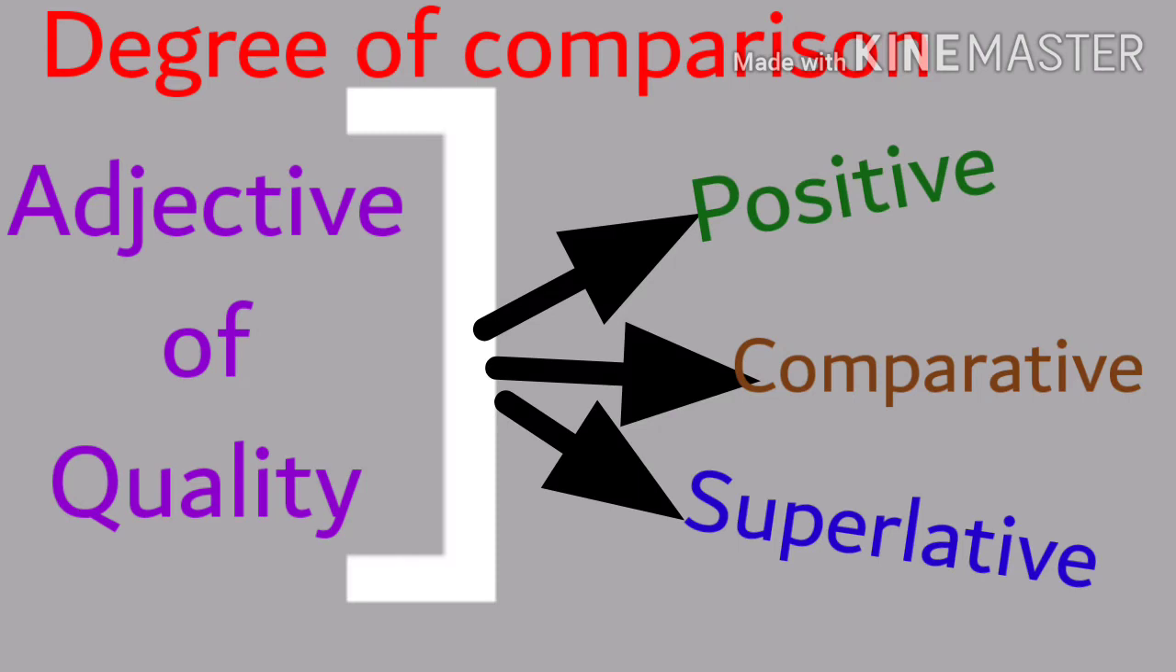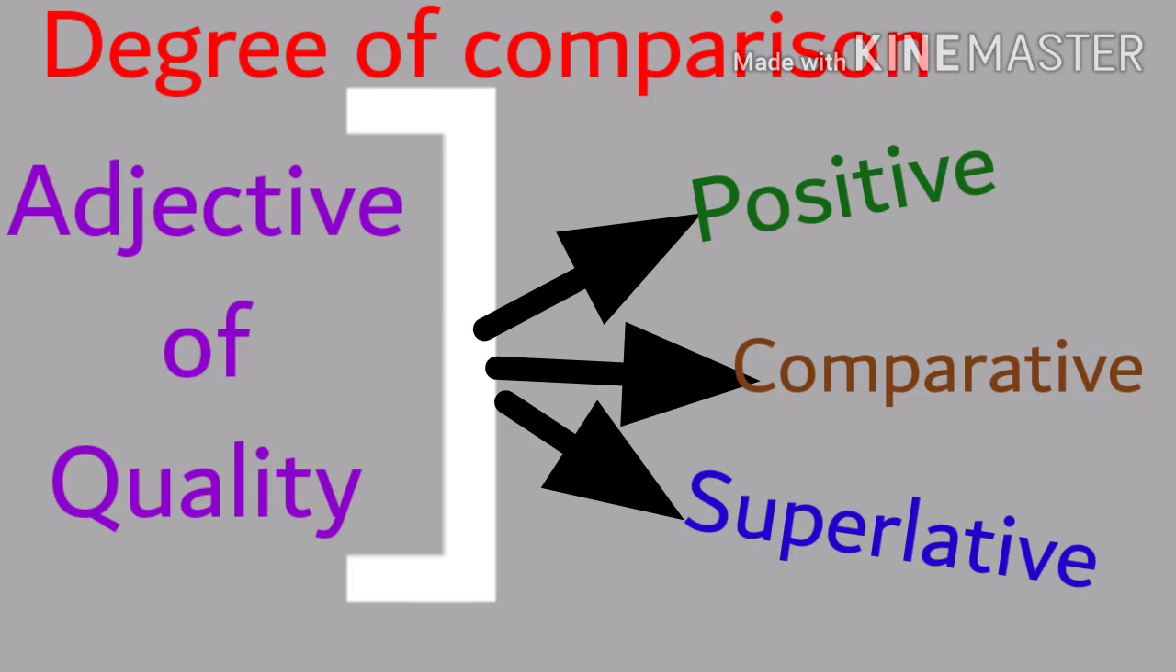We have already studied adjectives. The first division was adjective of quality, or descriptive adjective. Adjective has three divisions. We can use it in positive form or positive degree, comparative degree, and superlative degree. Adjective of quality can be used in positive, comparative, and superlative degrees.